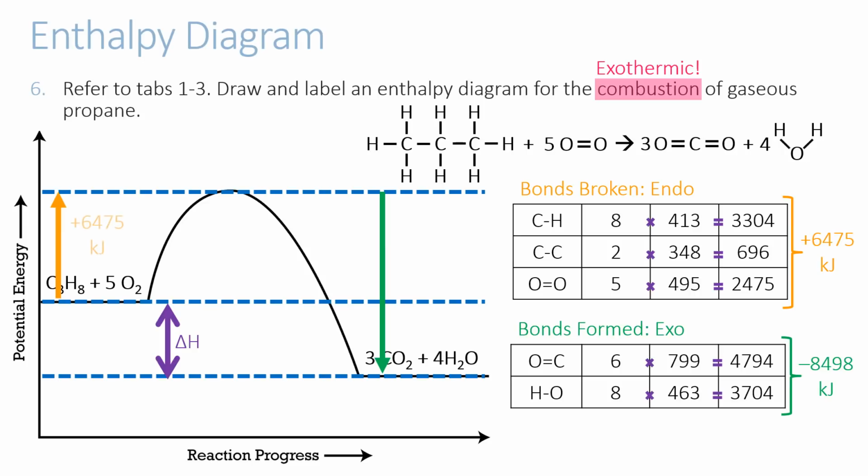So now I can fill in the amount of activation energy required and the amount of energy that is released during the course of reaction. And so the difference between them, if I combine these 2 numbers, I get negative 2,023 kilojoules. So that's my delta H. It's a negative number. And again, this is a combustion reaction, which is going to be exothermic.